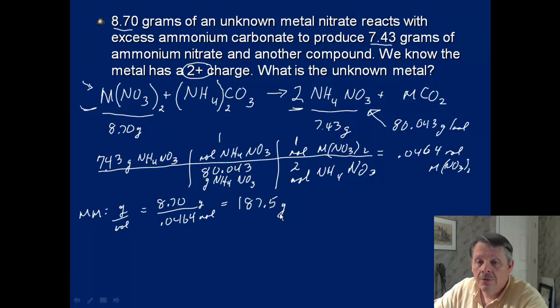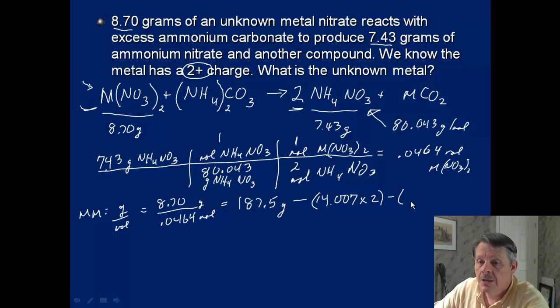Now what we have to do is figure out how much the metal weighs. So we're going to subtract out the nitrogen. We have to subtract out 14.007, but we've got 2 of them in there, so we have to subtract 14.007 times 2. And then we have to subtract out 15.999 because that's oxygen, and we've got 6 of those. We have to subtract all those out. When we subtract those out, our metal ends up being 63.5 grams.